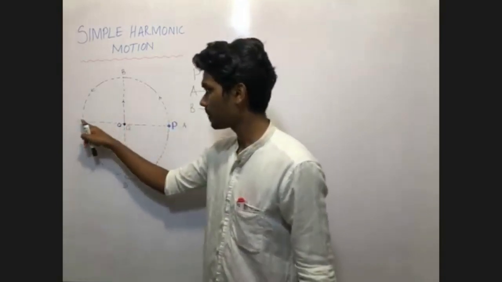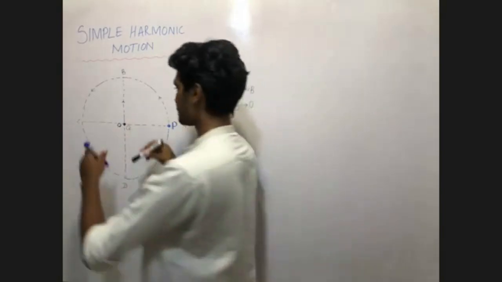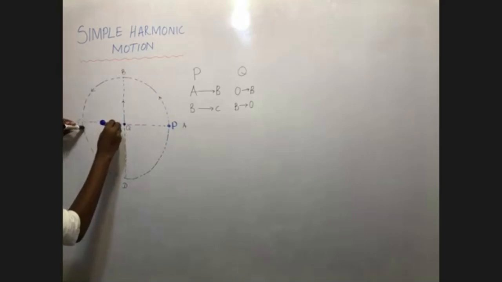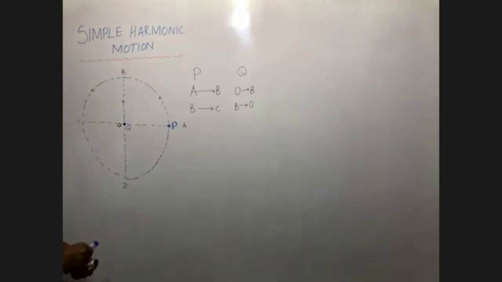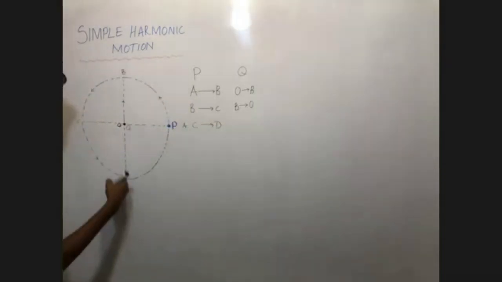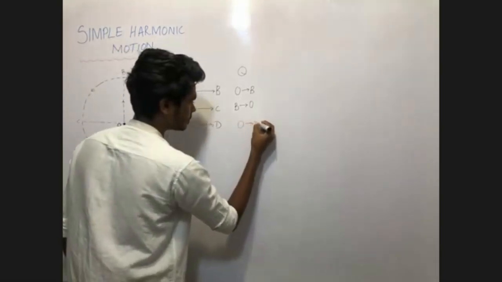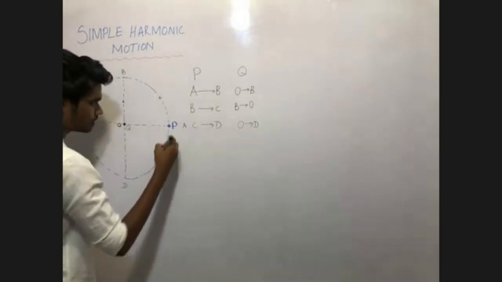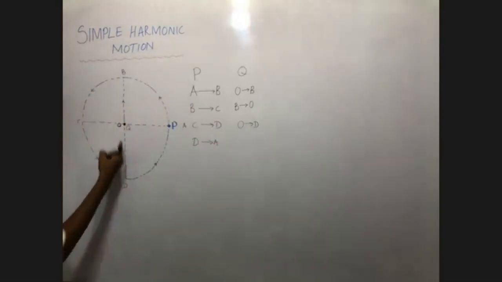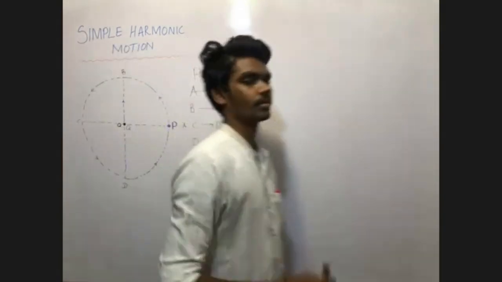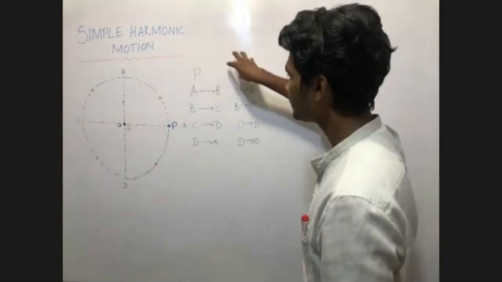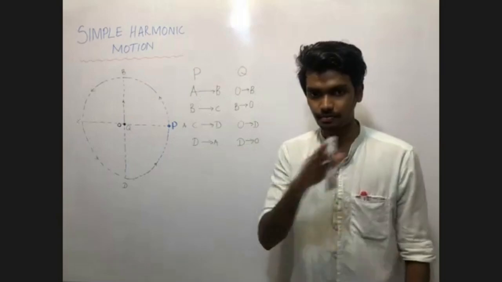When P moves from C to D, Q moves from O to D. When P moves from D to A, Q moves from D to O. Yes, P is the particle and Q is the projection. Right? Particle, projection.